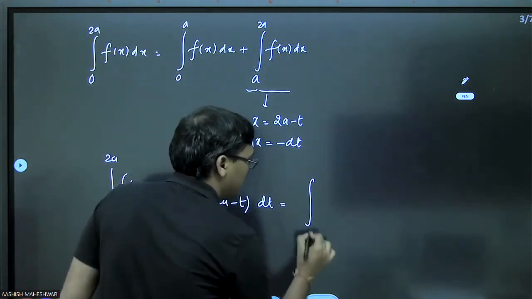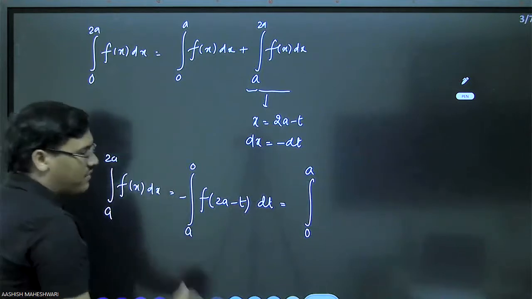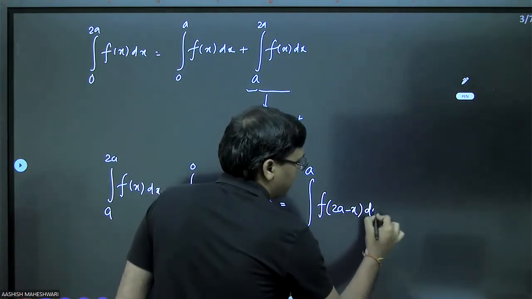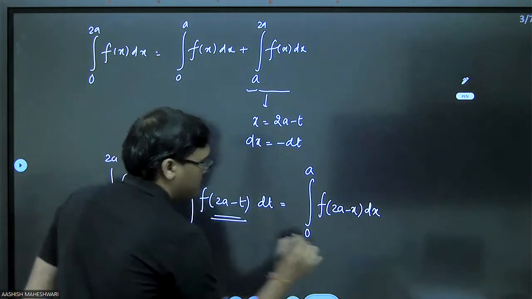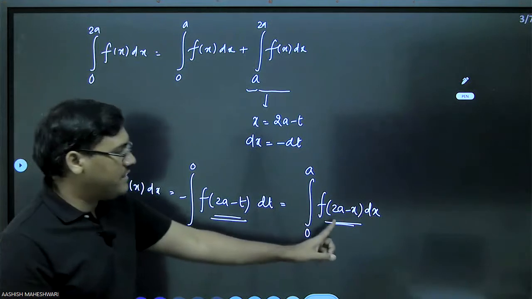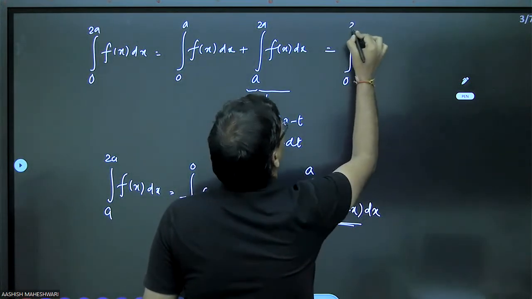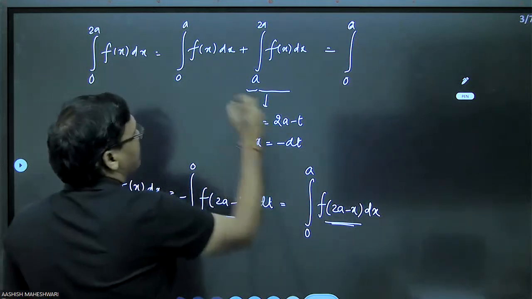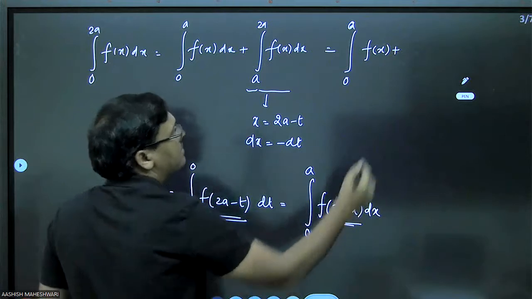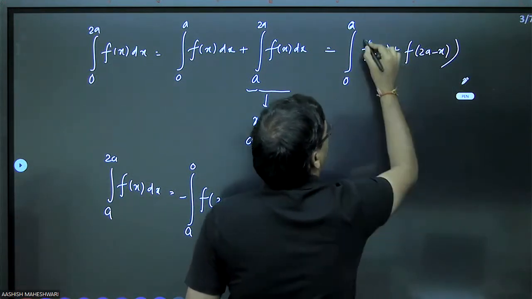Which I can say is equal to the integral from 0 to a. I can change the sign and consume this negative. And this is f(2a minus x) dx, because this integral is the same whether you put t, x or anything. So you can clearly see if I put this value here, this integral will become the integral from 0 to a of f(x) dx plus, what is this integral? This integral is f(2a minus x) dx.